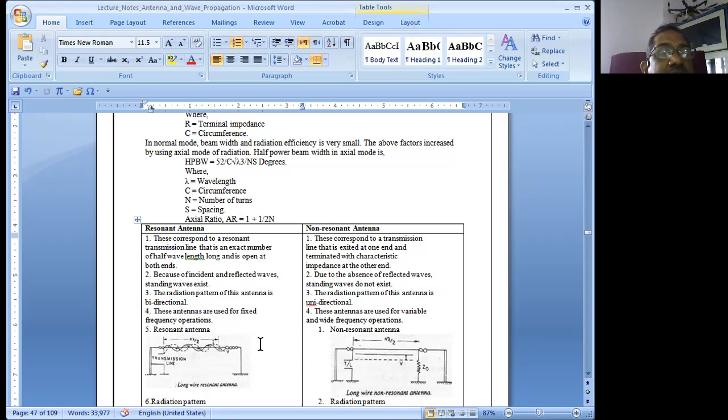Now, in the resonant antenna type, the transmission line corresponds to a resonant antenna line, that is, an exact number of half wavelengths long and open at both ends. That means this end may work as a transmitting end and a receiving end. Similarly, here also, this side.